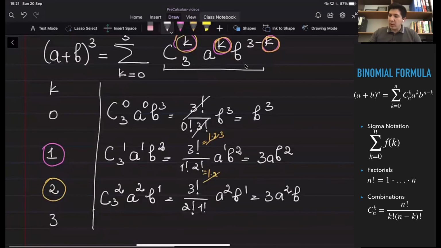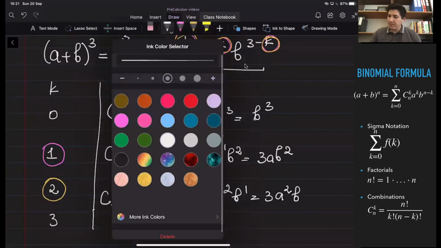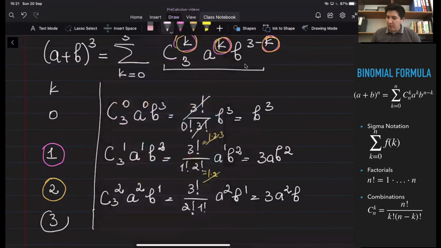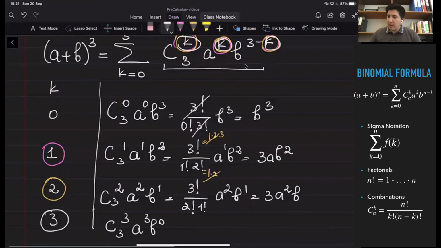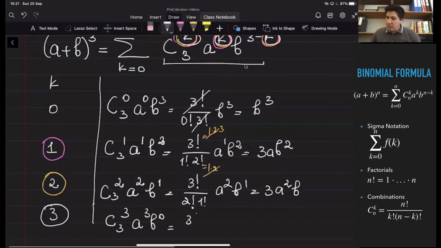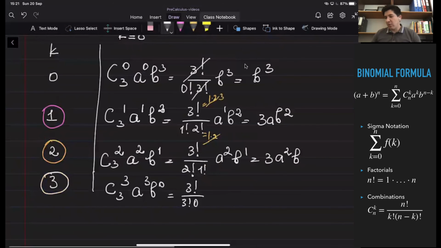And at the end, we need to substitute the value 3 instead of k, here, here, and here. So it's going to be the combination of 3 and 3, a to the power of 3, b to the power of 0. Let's do the calculations. It's 3 factorial divided by 3 factorial and multiplied by the factorial of their difference, which is 0 factorial, times a to the power of 3, and b to the power of 0 is 1. So the answer is simply a cubed, because 3 factorial divided by 3 factorial is simply equal to 1.